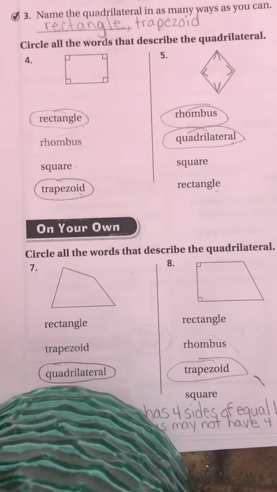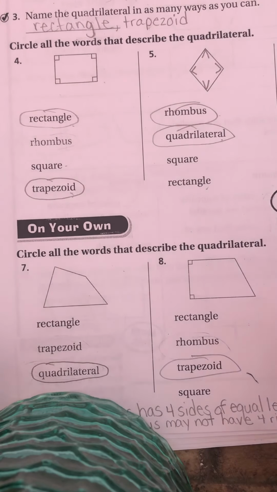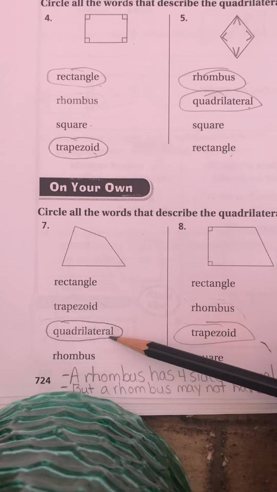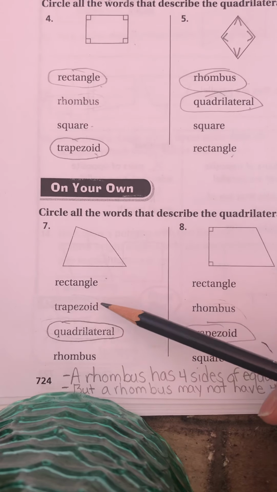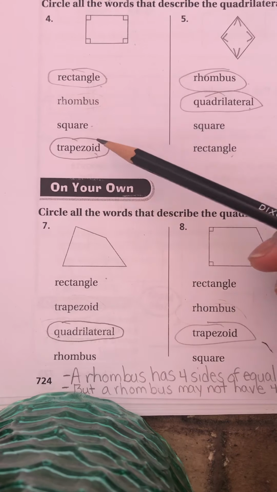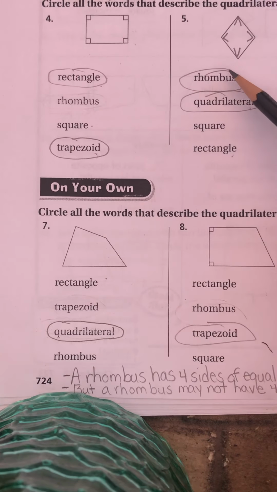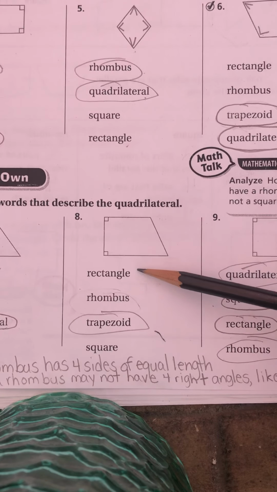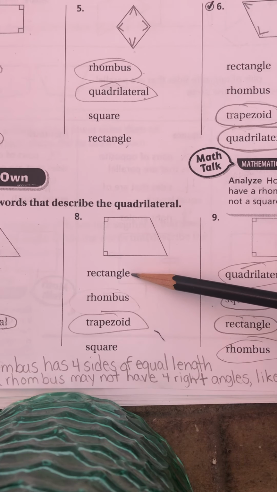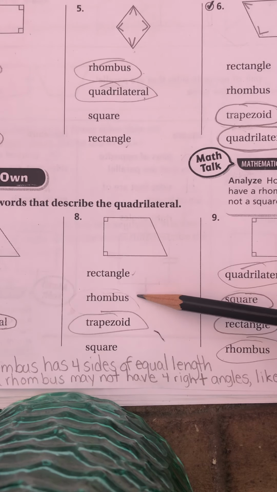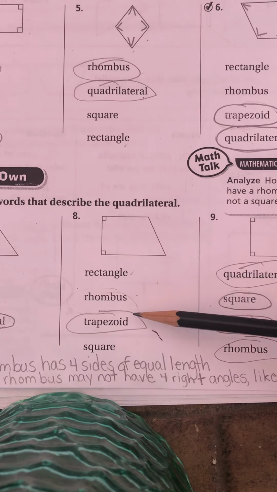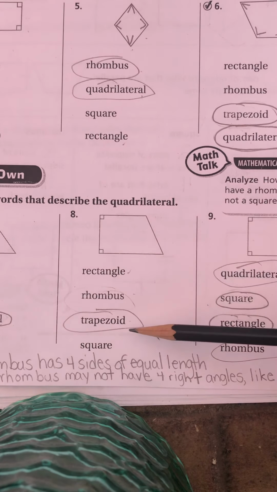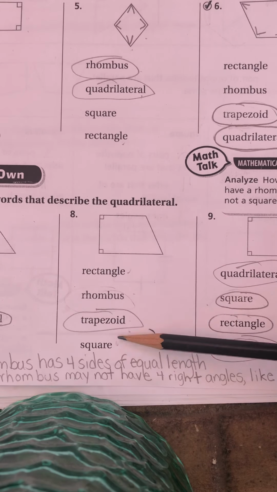On your own, circle all the words that describe a quadrilateral. Well, the only thing you could have circled here is that it's a quadrilateral. It's not a rectangle. It's not a trapezoid, because up here they tell you what a trapezoid is. And it's not a rhombus because it doesn't look like that. Number 8, it's not a rectangle because all 4 angles would have to be right angles. It's not a rhombus because it doesn't look like the one up here. But it is a trapezoid because it does have some right angles. So they're saying you can say that. It's not a square.